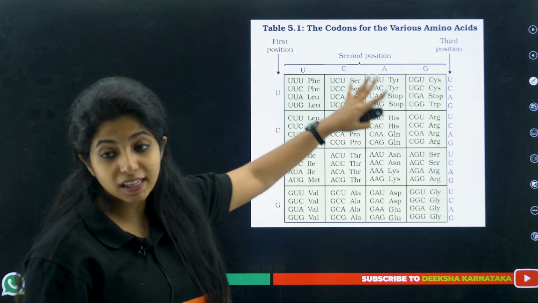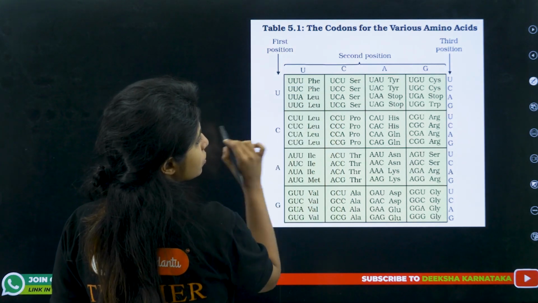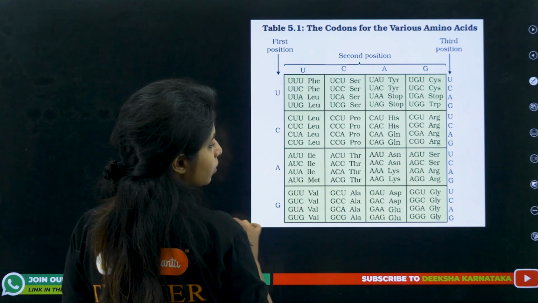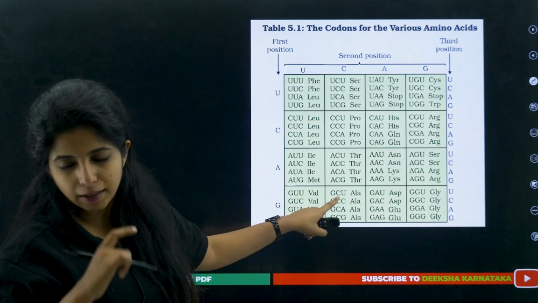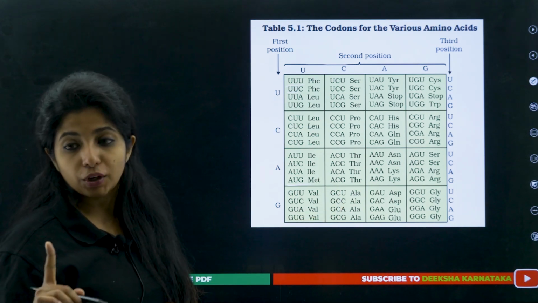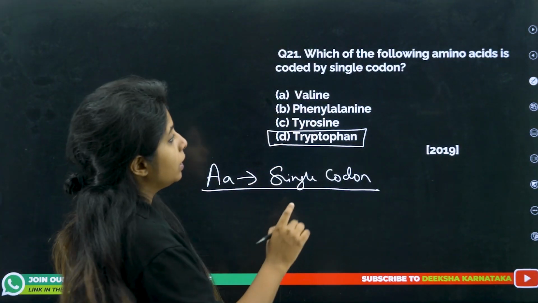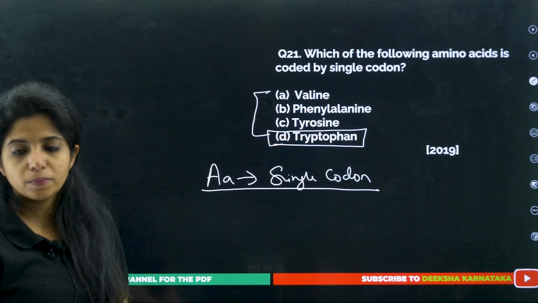If you have seen this carefully, you see phenylalanine is coded by 2 codons, leucine is coded by 6 codons, isoleucine is coded by 3 codons, methionine is coded by AUG. That is also one more thing that is coded by one particular codon. But in this option you are asked to choose from them, so here you just have one guy, that is tryptophan.